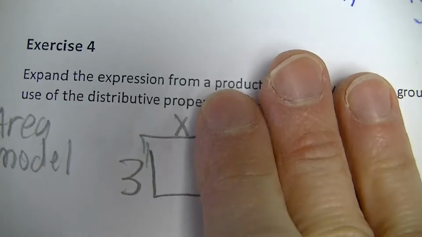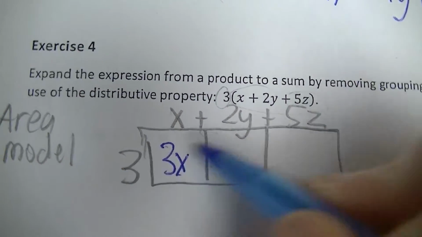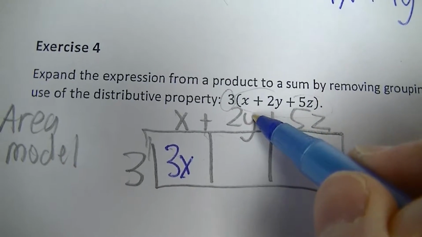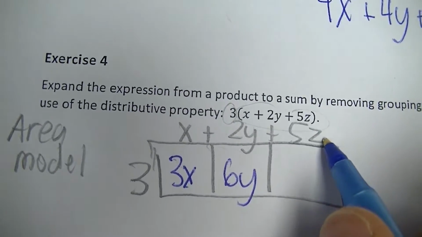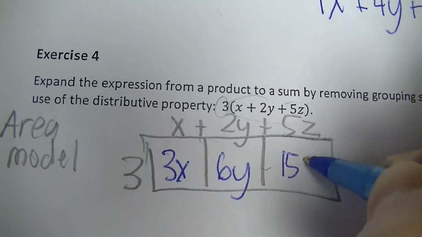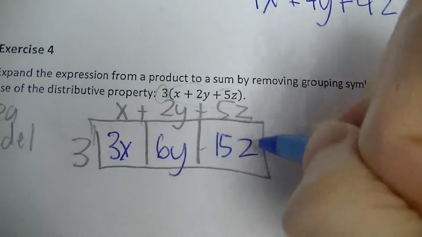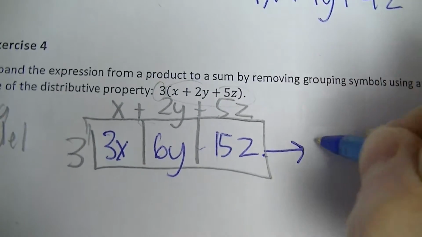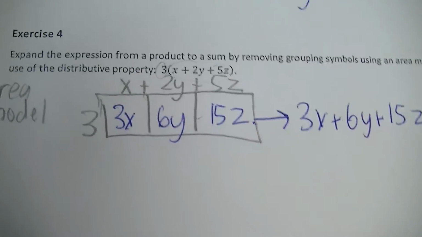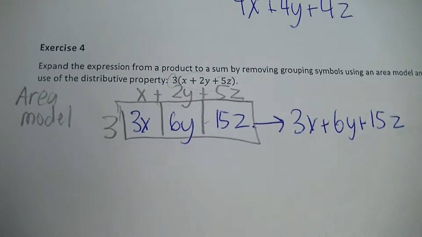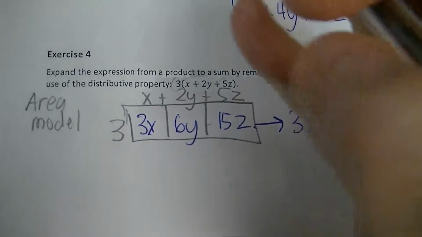3 multiplied by x is 3x, and then 3 times 2y is 6y, and then 3 times 5z is 15z, which in turn would be 3x plus 6y plus 15z. Ta-da! Okay, now I want you to show how it looks expanded.